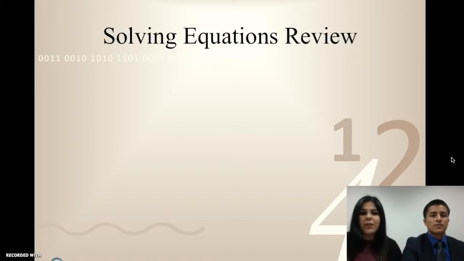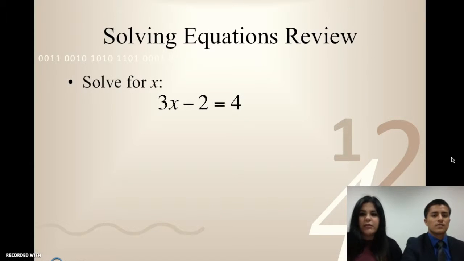So now we are going to be going over a review on solving equations. If we have an equation like 3x minus 2 equals 4, we want to solve for x. In order to do this, what is the first thing you can do? So number 22, what would you do first?